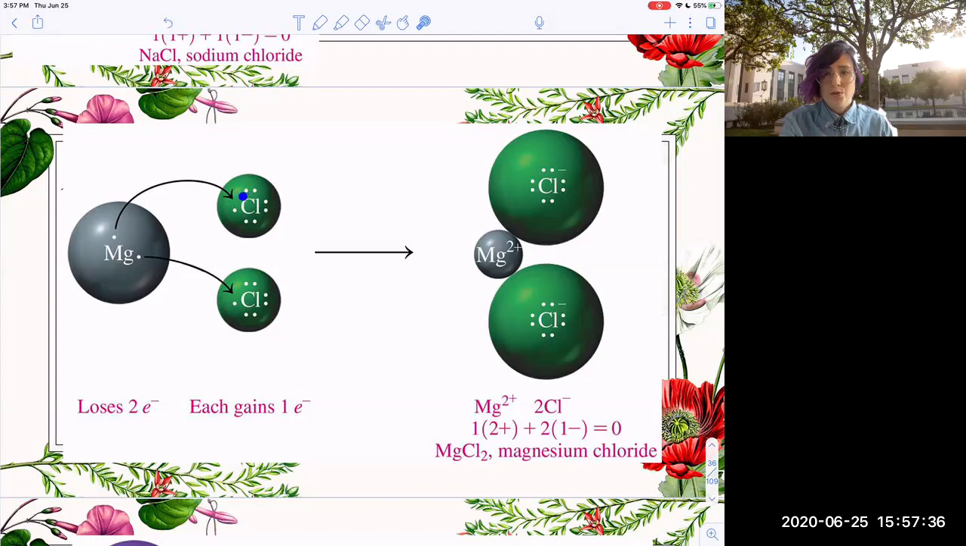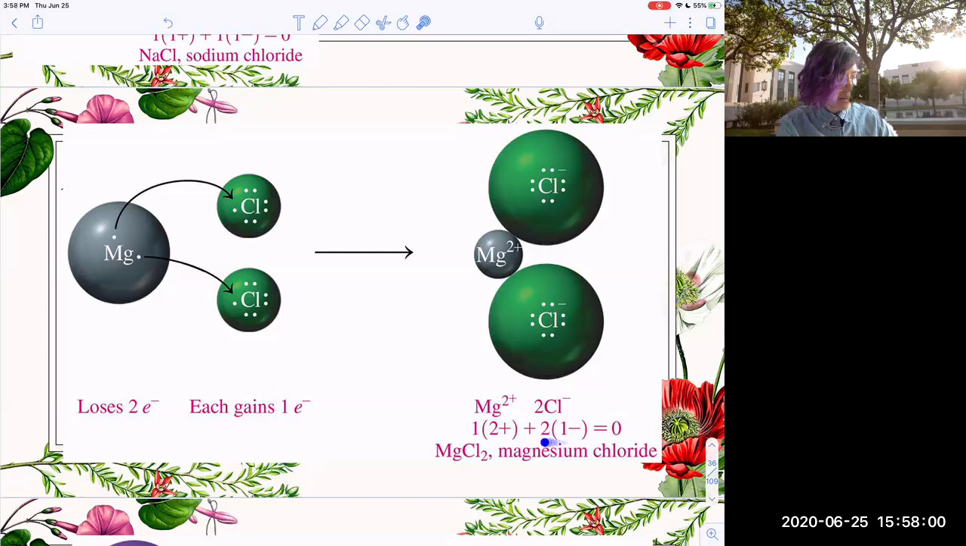So 1 chlorine is not going to satisfy magnesium, because magnesium is trying to get rid of 2, but chlorine's only going to take 1. So what we have to do is put 2 chlorines in. So magnesium is going to give away 1 to this chlorine and 1 to this chlorine. Therefore, it takes 2 chlorides to satisfy 1 magnesium ion. So I get this kind of math here.